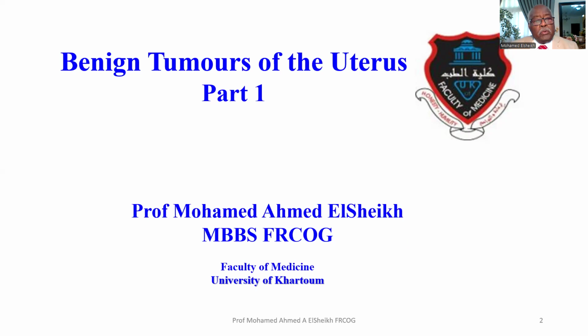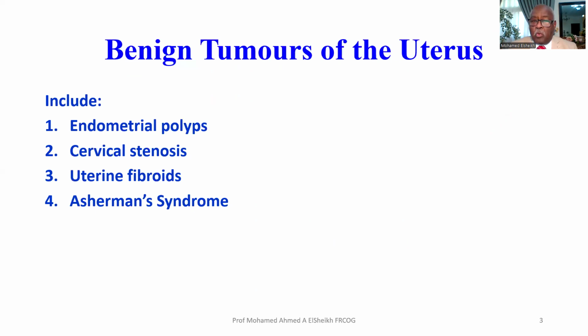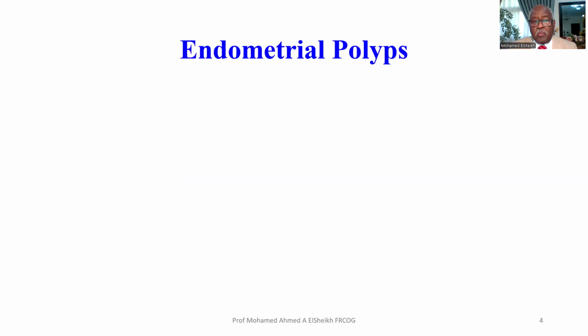Good day. Today we are going to talk about benign tumors of the uterus, and it will be in two parts, each for about half an hour or less. We'll start on the first part of the talk. The benign tumors of the uterus which we are going to cover include endometrial polyps, cervical stenosis, uterine fibroids, and Asherman syndrome. And obviously, the main thing will be the uterine fibroids.